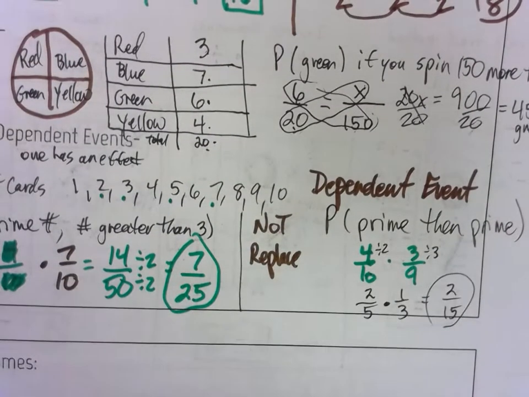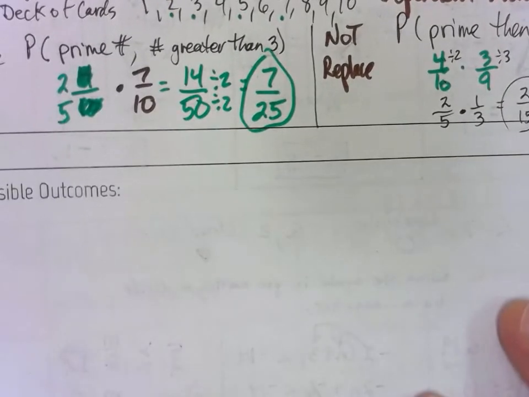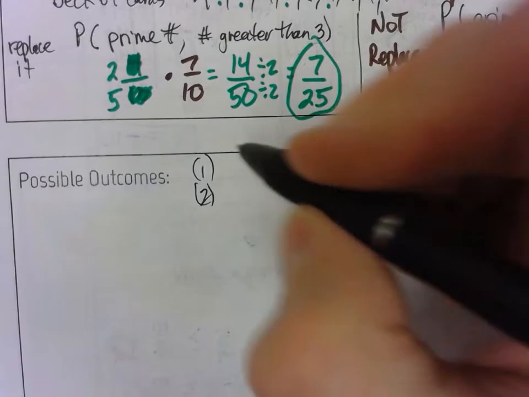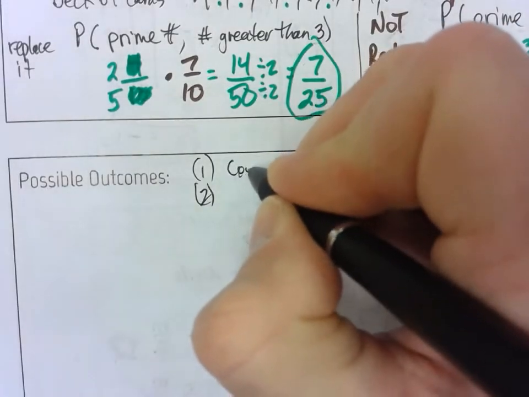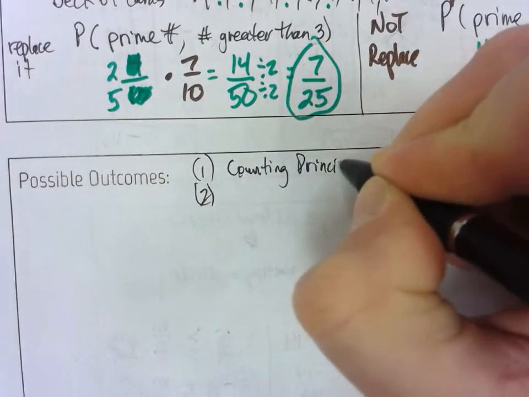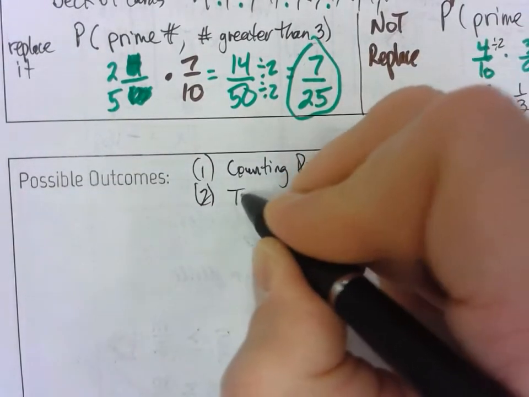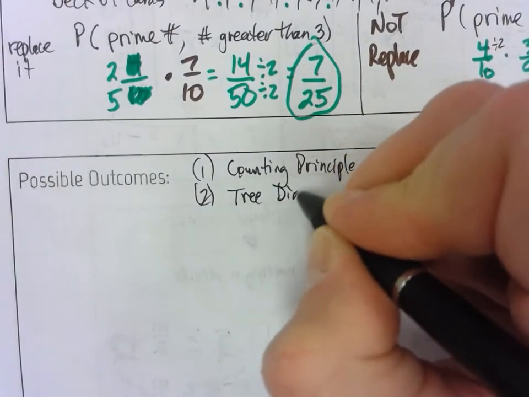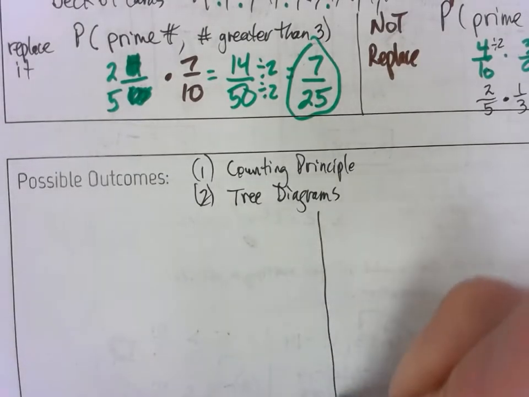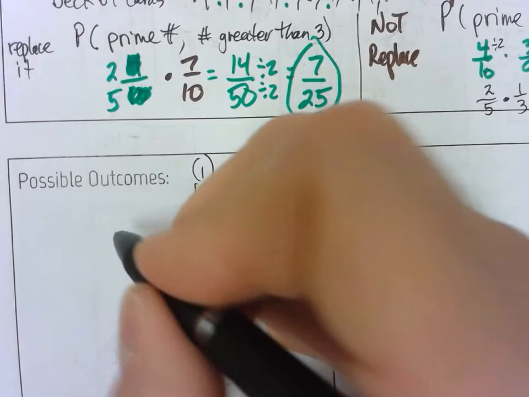All right. Now, to finish up today, we're going to talk about possible outcomes. There are 2 choices for possible outcomes. One is the counting principle, and you can also, of course, do tree diagrams. So let's say in the first one here, I'm going to split this in half. We are definitely going to use the counting principle over here, okay?